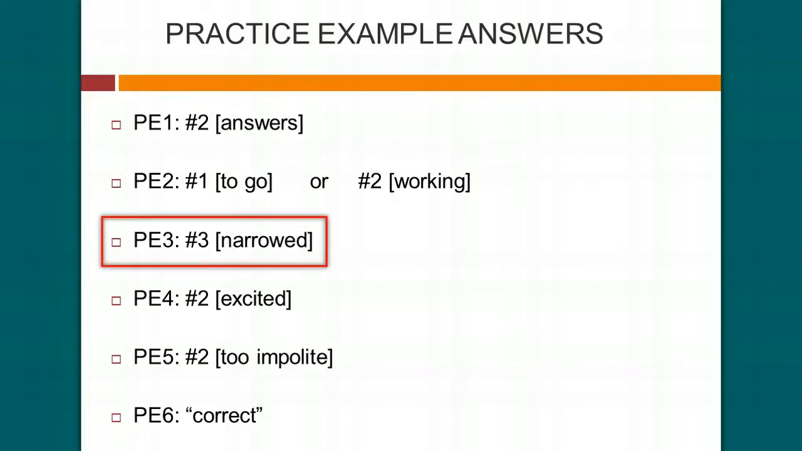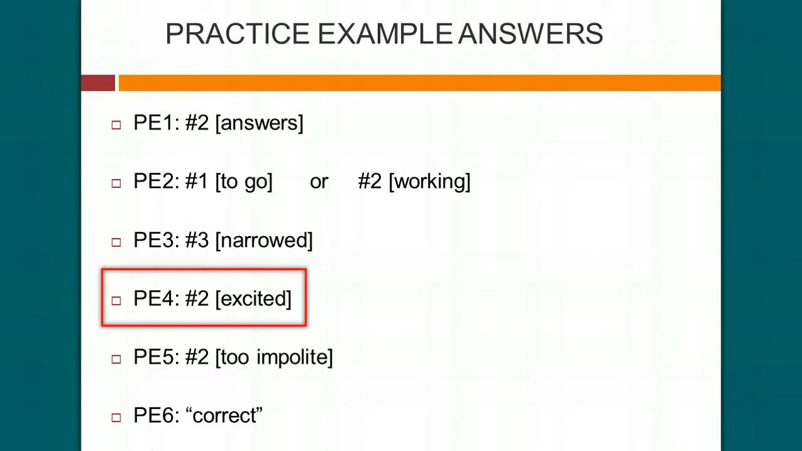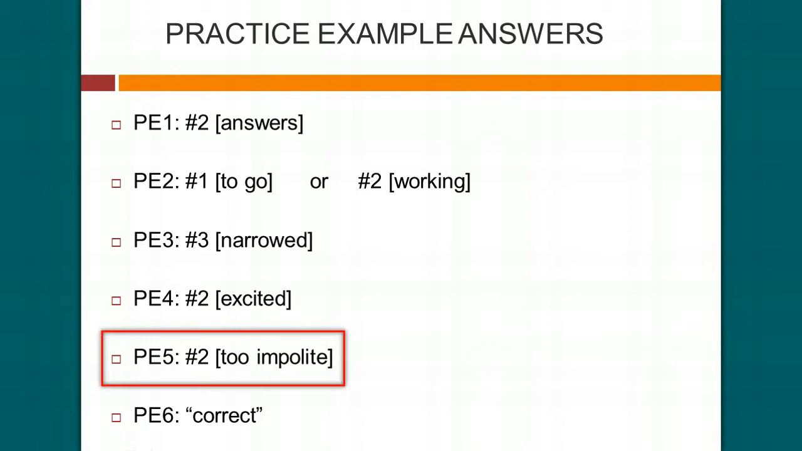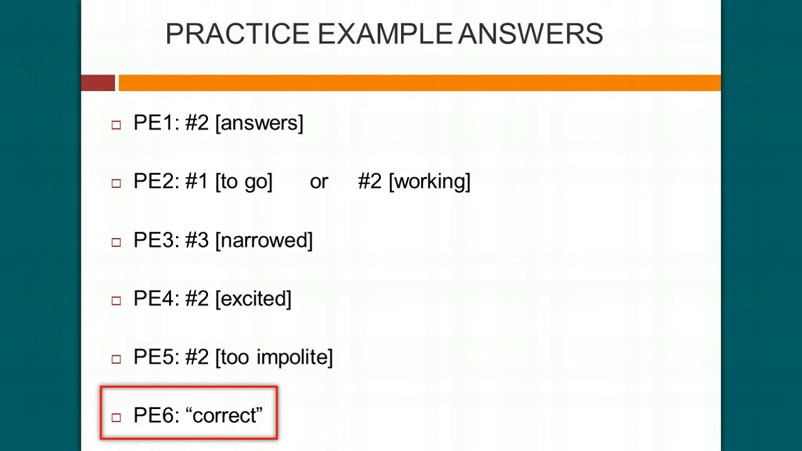For number 3, the incorrect part was number 3 and it should have been changed to narrowed. For number 4, the incorrect part was 2. You should have rewritten it in the second column to be excited. For number 5, the incorrect number was also 2, and it should have been rewritten to be too polite. And practice example number 6 was correct as it was.